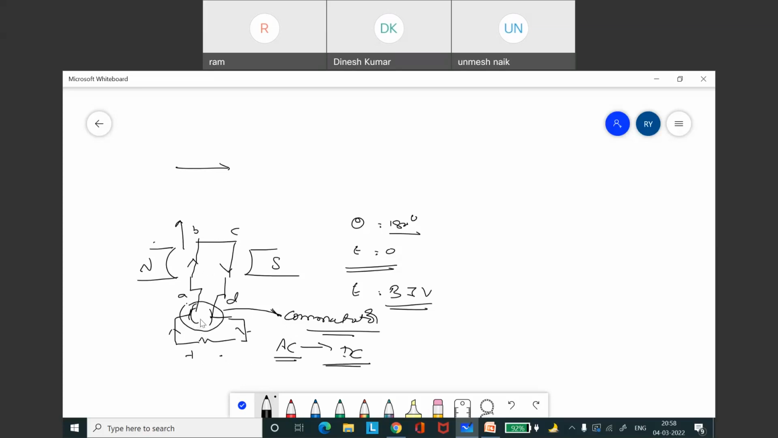Suppose here we have split rings, right? Suppose instead of this split rings, we have slip rings. Slip rings means this is the coil. One terminal is connected to one slip ring, the other one.